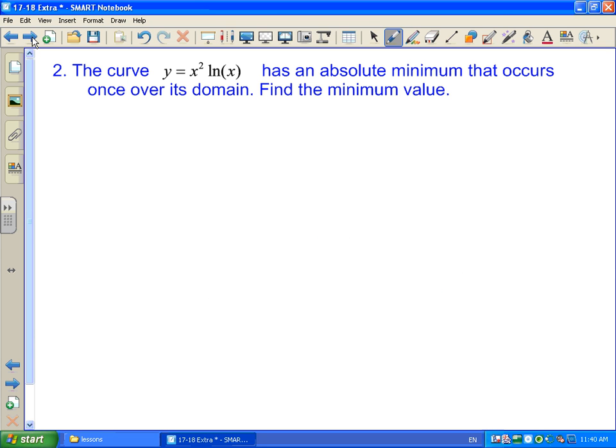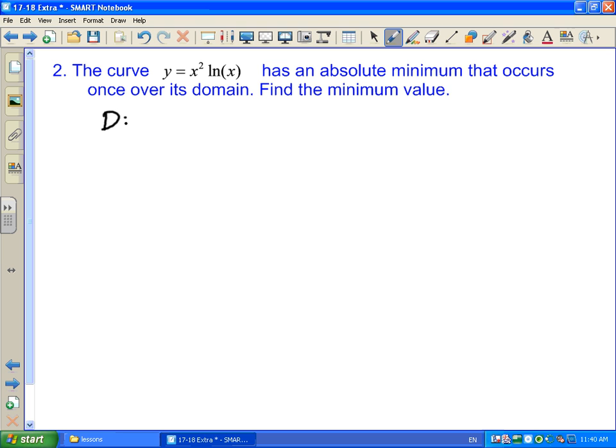All right, let's take a look at the next one here. The curve x squared times ln x has an absolute minimum that occurs once over its domain. Find the minimum value. Okay. How should we start this one? What do we want to do first? Yeah, it's a good idea. We don't really need the range, we just need the domain.